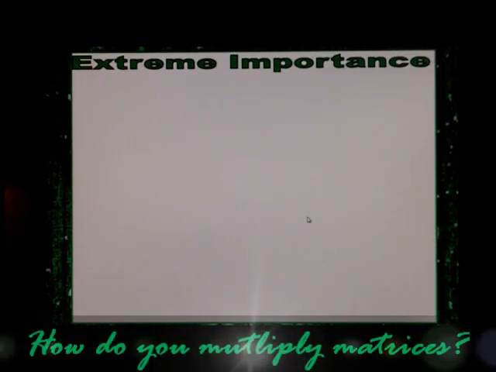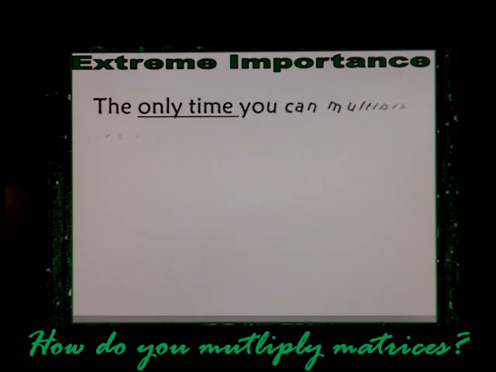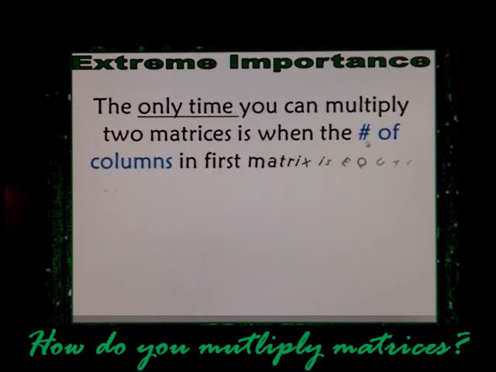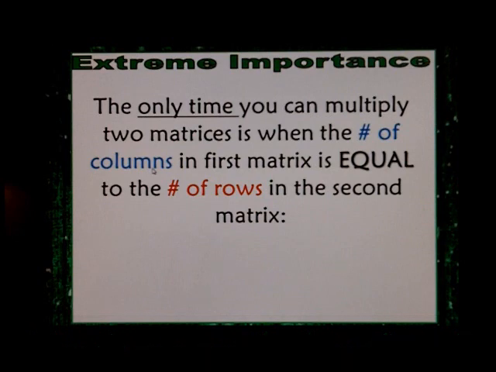So, here is the most important thing that you need to write down somewhere in your notes. Extreme importance. Here we go. It is this. The only time you can multiply two matrices is when the number of columns in the first matrix is equal to the number of rows in the second matrix. So number of columns equals number of rows. Number of columns in first equals number of rows in second.